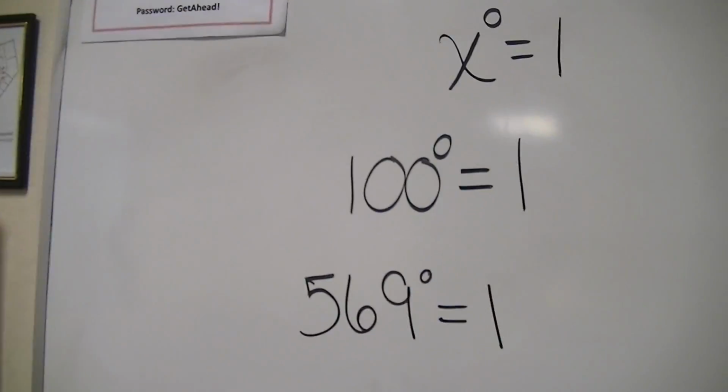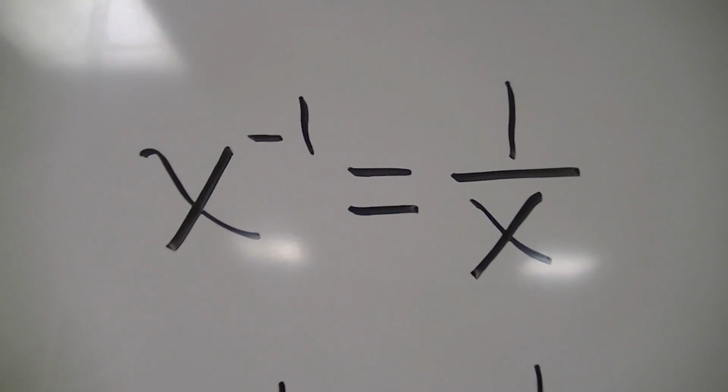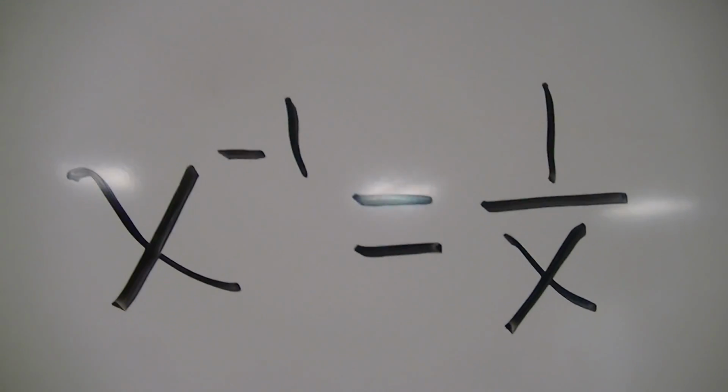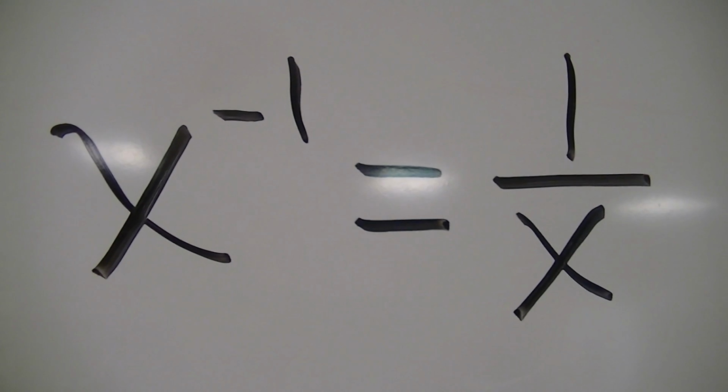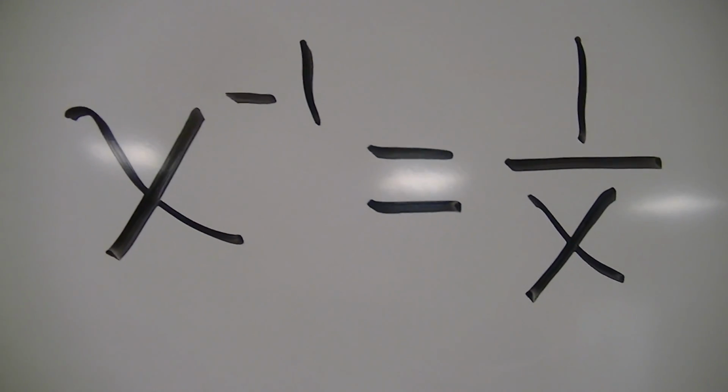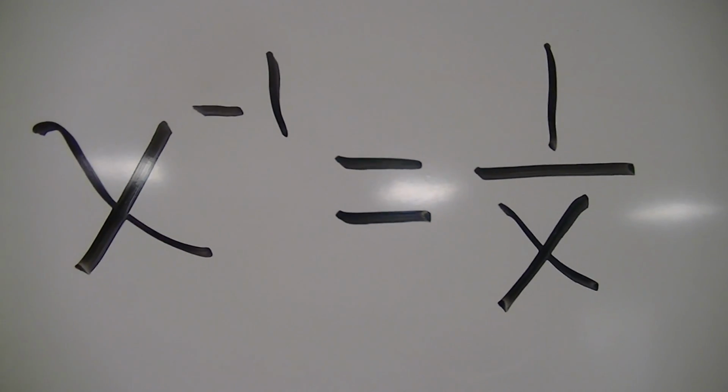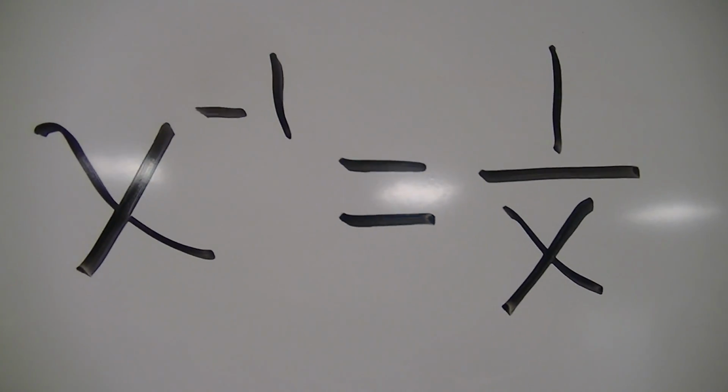Okay. Moving right along, negative exponents. People love to get confused about this. So, a negative exponent means that it's going to be 1 over x, or we're going to use the reciprocal. If it's on the bottom, it's flipping to the top. If it's on the top, it's flipping to the bottom.